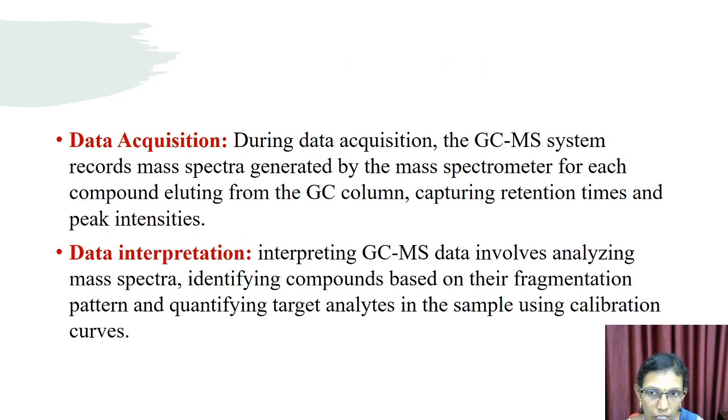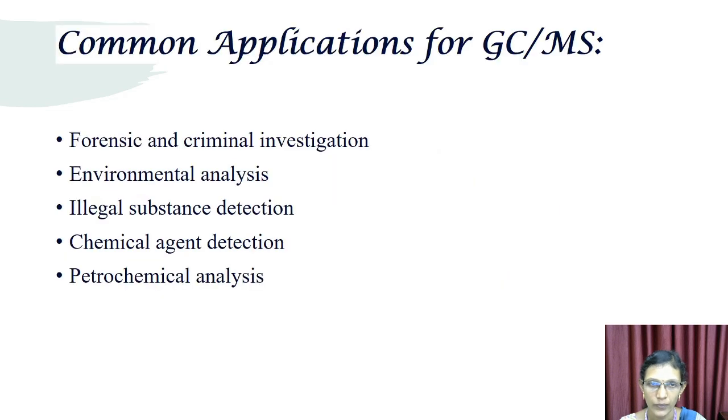In data acquisition, GCMS records the mass spectra generated by the mass spectrometer for each component eluted by the GC column. It captures the retention times and the peak intensities, so the data is stored in a safe manner. Then comes interpretation. After we get the acquisition, we have to interpret the data. This involves analyzing the mass spectrum, identifying the compounds based on fragmentation patterns, and quantifying the target analytes in the sample using calibration curves.